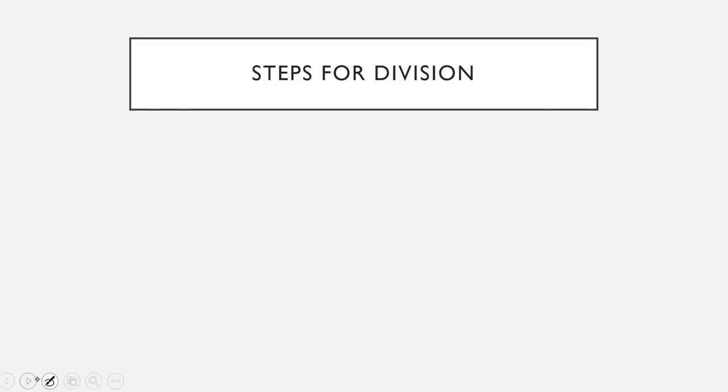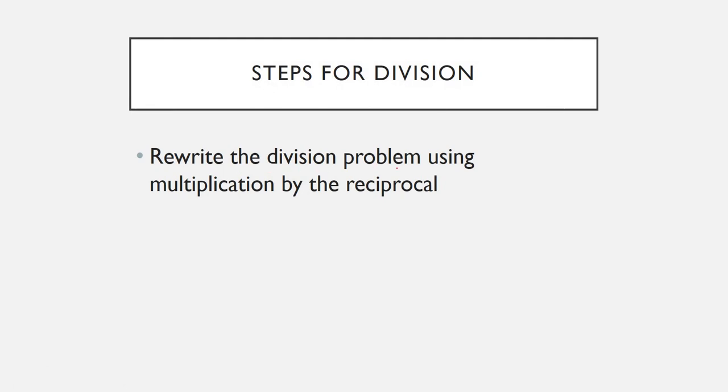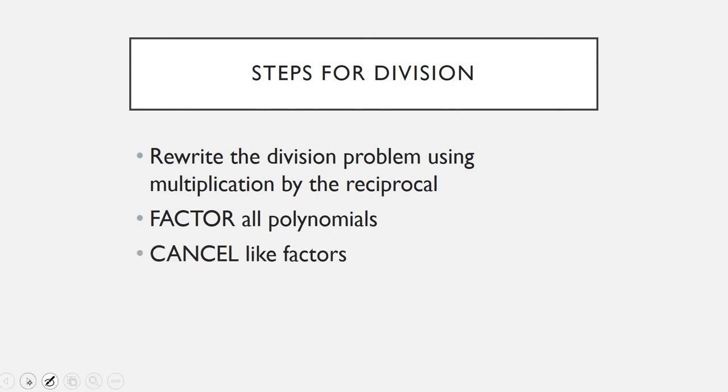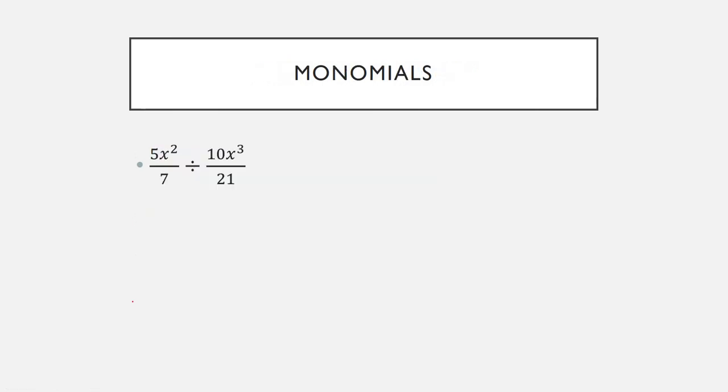So here are the steps you're going to use. First, rewrite the division problem using multiplication by the reciprocal. Second, since we're going to be working with polynomials, not just numbers, factor all the polynomials that you can. And the last thing is to cancel your like factors. So monomials, pretty simple like we've been doing.